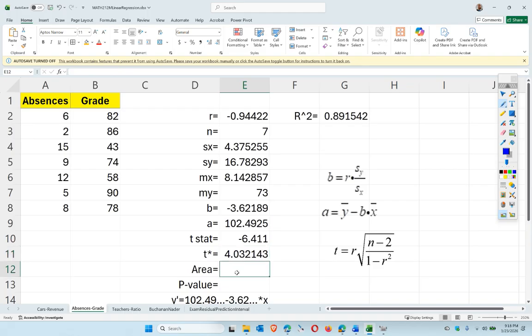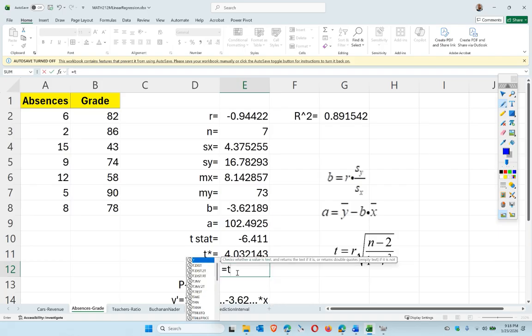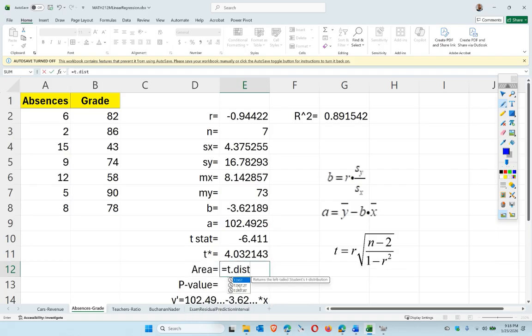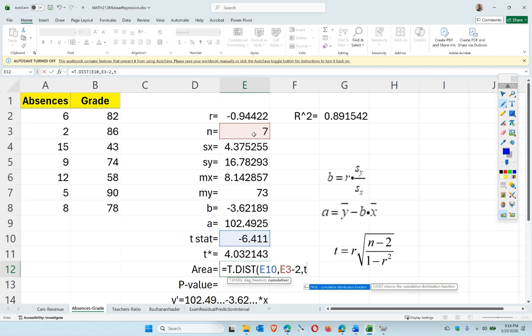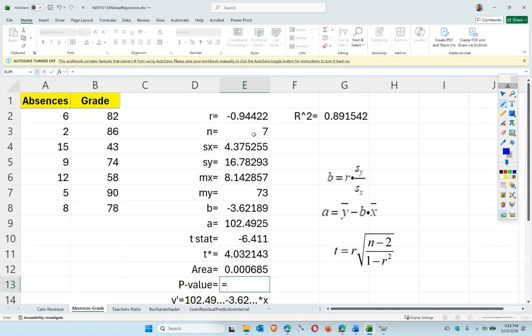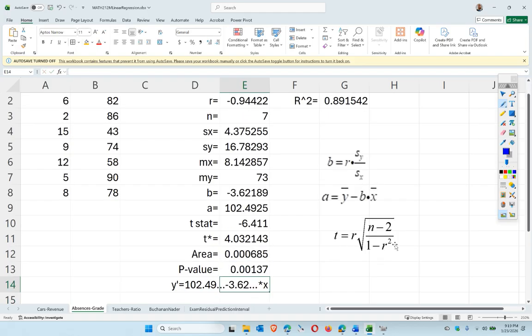so the area is t dot distribution, this value, comma, degrees of freedom minus 2, comma, true. And notice I didn't do 1 minus this time, but I am going to do 2 times that for the p-value, right? Because let's think about the picture here.